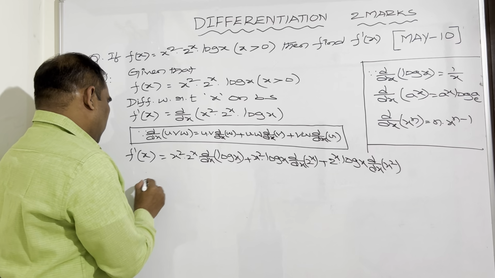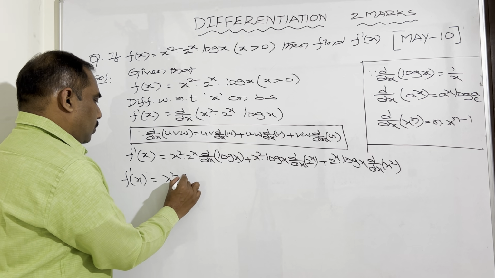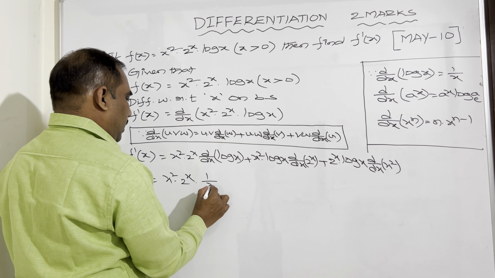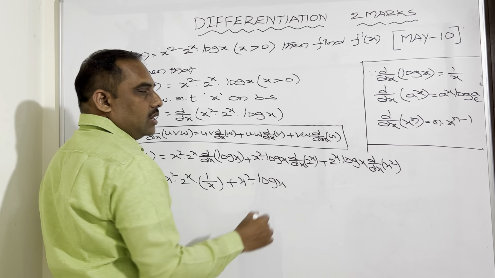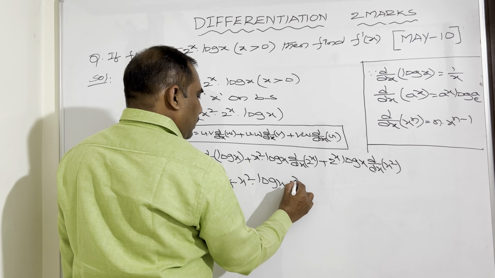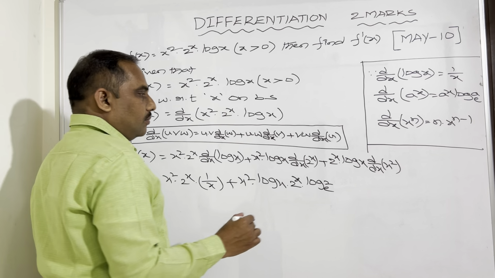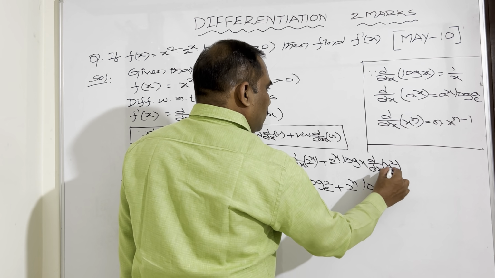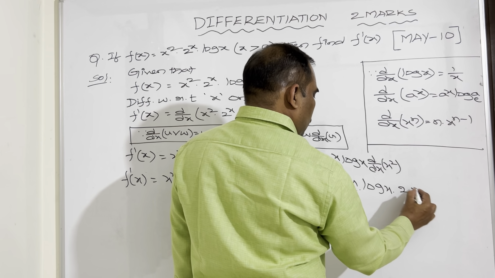Now see here, f'(x) is equal to x² into 2ˣ into the derivative of log x. So d/dx of log x is 1/x, plus x² into log x into d/dx of 2ˣ, which is like aˣ, so that's 2ˣ into log 2 base e, plus again 2ˣ into log x into the derivative of x², like d/dx of xⁿ, which is 2x.